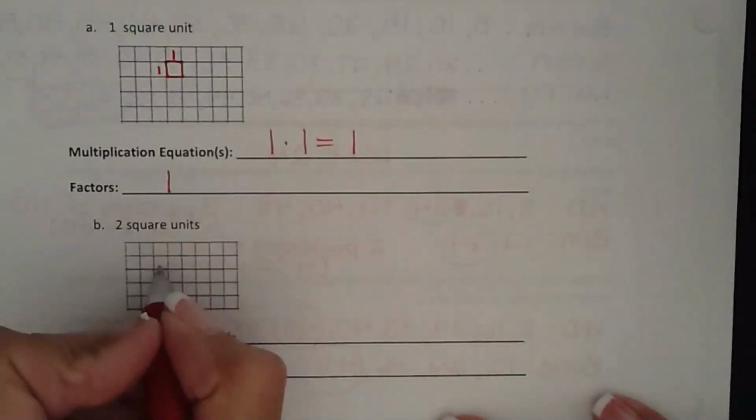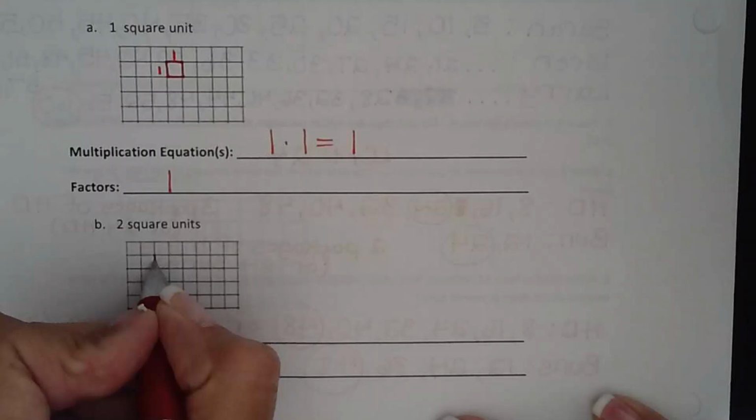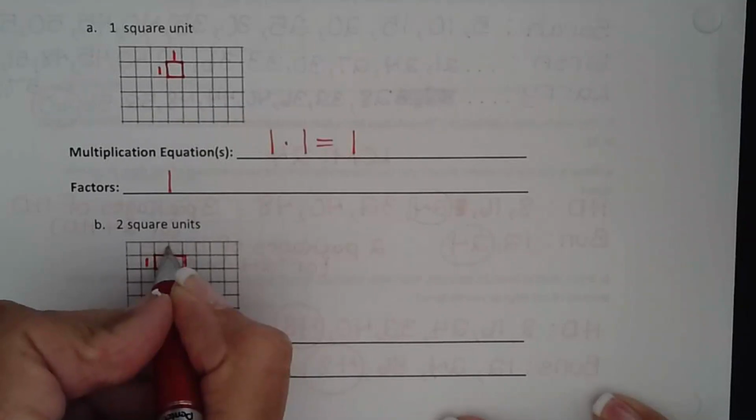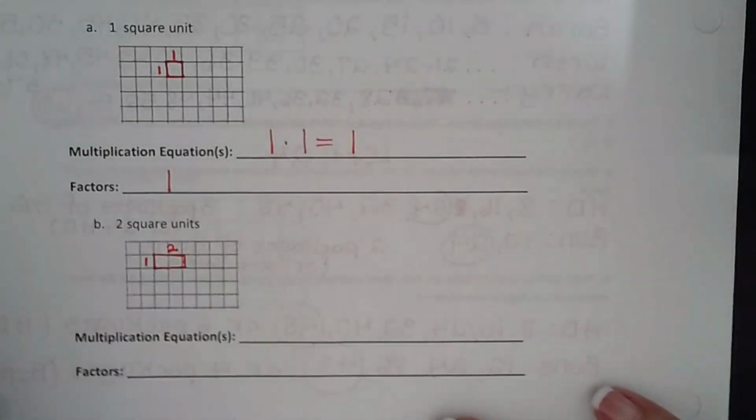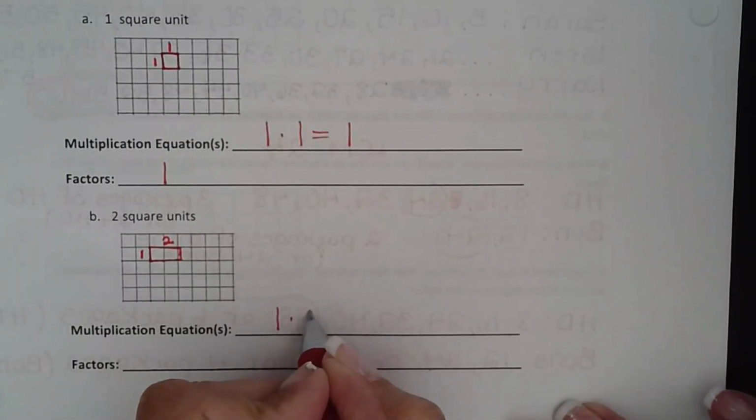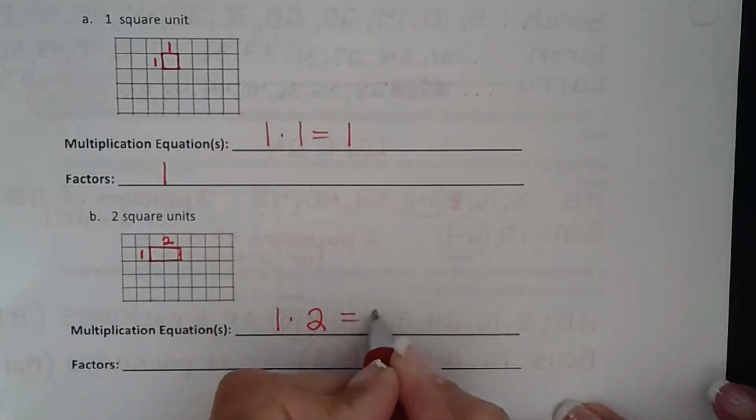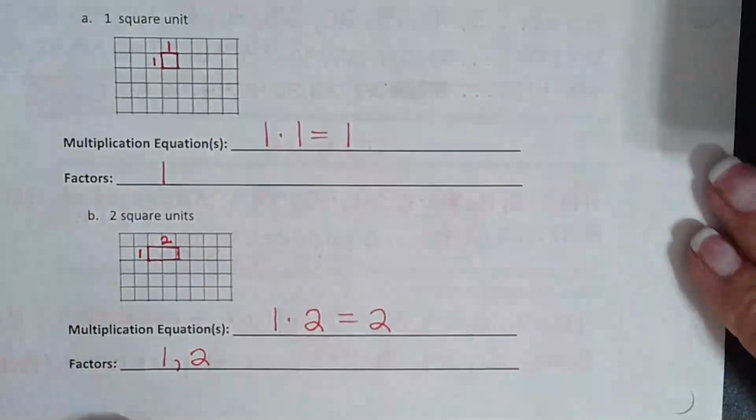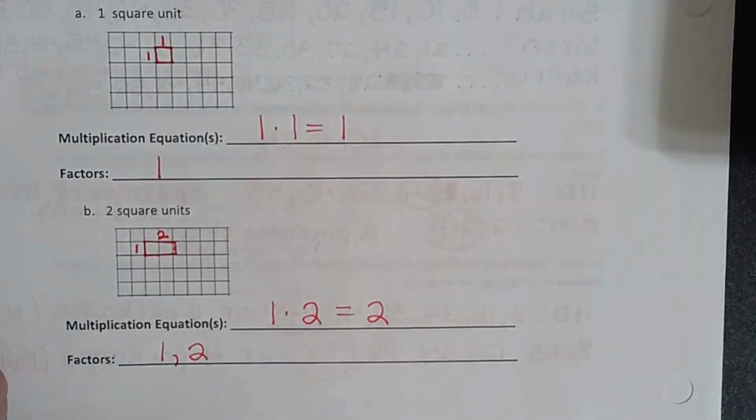2 square units, another pretty nice easy one. The only way we can get 2 is doing 1 times 2. So 1 unit by 2 units. So the multiplication would be 1 times 2 is 2. The factors of 2 are 1 and 2. Those are the only two numbers that go into 2 evenly. And 1 goes into every whole number, so 1 should always be your first number. And then you list the other numbers from the group.